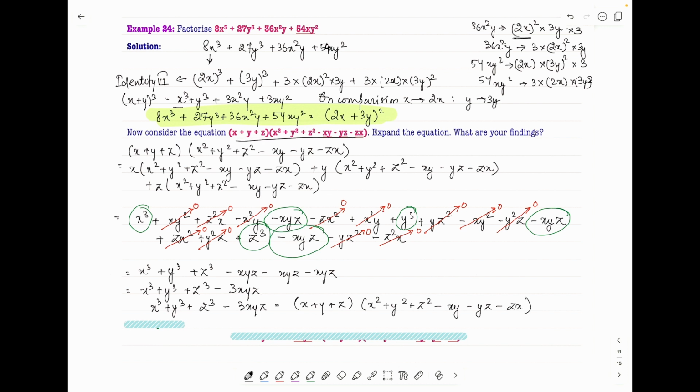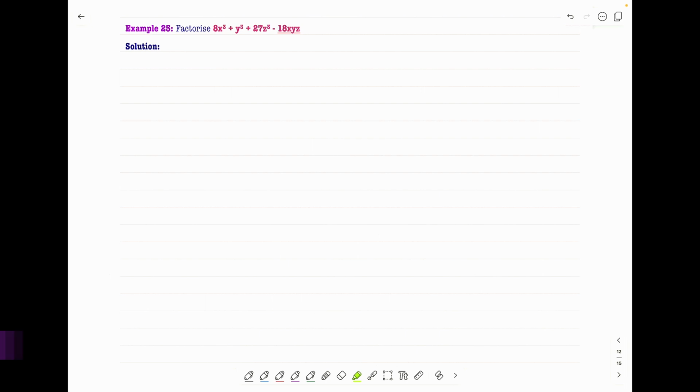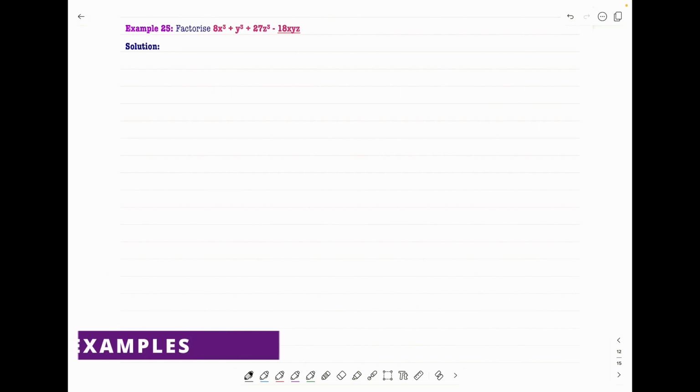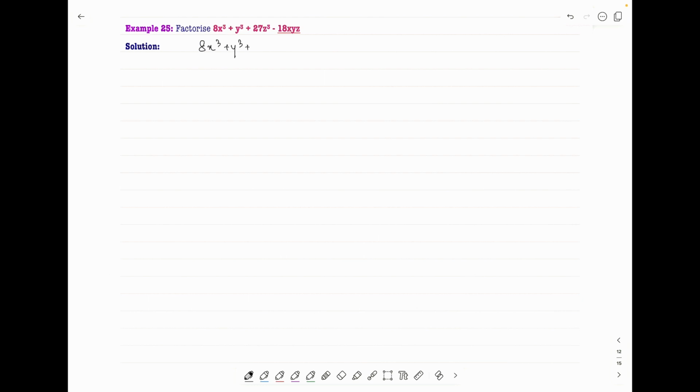Got my point? On simplification we get this identity: x cube plus y cube plus z cube minus 3xyz equals (x plus y plus z) into (x square plus y square plus z square minus xy minus yz minus zx). This is the identity I have written here. Got my point? Okay, now we will solve a question. Here it is said: factorize 8x cube plus y cube plus 27z cube minus 18xyz.